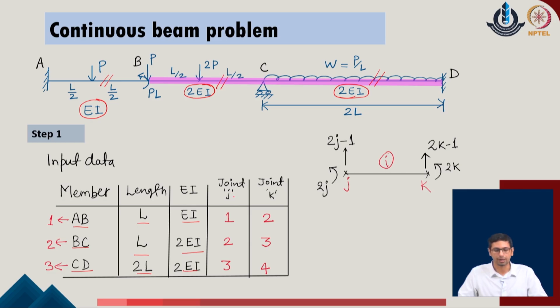And then we also define, for any given member, what the two end joints of the given problem are. Now, before doing that, I have to label the given members. I have to say that this is joint 1, this is joint 2, this is joint 3 and this is joint 4 of the given problem.